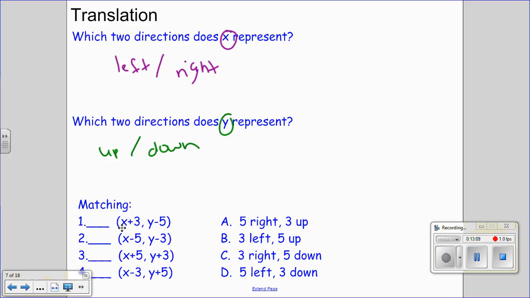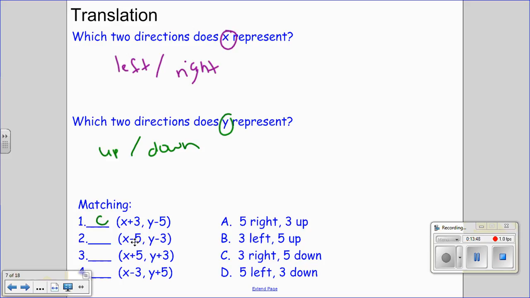I'll just do a few of these. You need to be familiar with this notation. So if you take your x's and you add a value like 3, whenever you add to your x's, you're moving to the right because you're increasing. So in the first one, x is increasing by 3, so moving right 3. Your y's, however, are decreasing by 5, so when your y's decrease, it moves downward. So you need to move right 3, down 5. So that would be C.